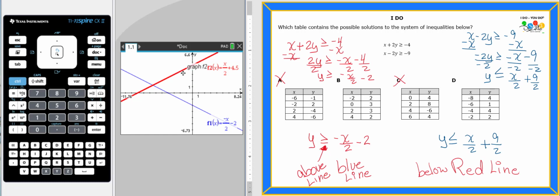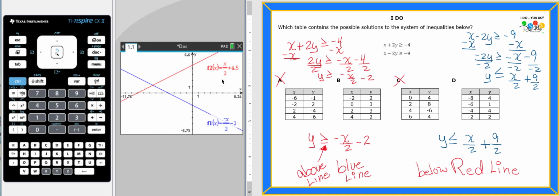Letter B says, find me these points, -2 and +2. So this is -2 and +2, and it is good. 0 and 3, yep, they're there. 2 and 3 are there, and 4 and 2 are there. So it looks like B might be the answer, but let's check out letter D just to confirm.